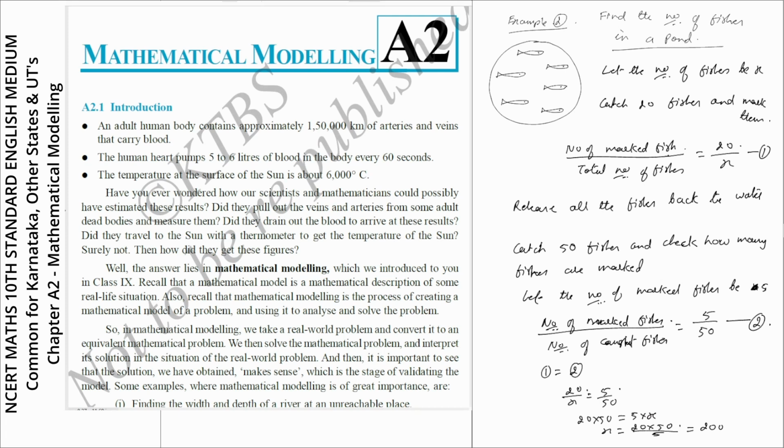So this method can be applied for any pond, and we can find the number of fishes. It's not necessary to catch all the fishes. Only a fraction of fish we can catch. We can mark them, and this is how we find the total number of fishes in the pond. So this is a mathematical model which we have found out to find the number of fishes in the pond.